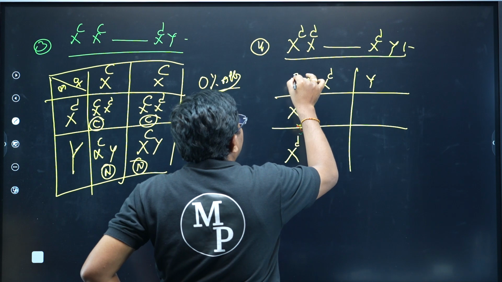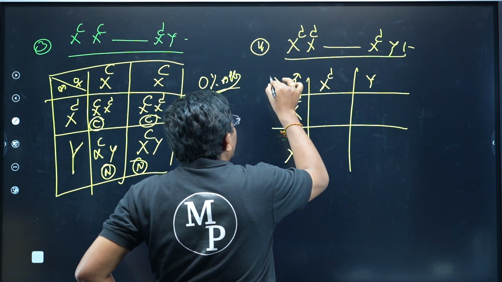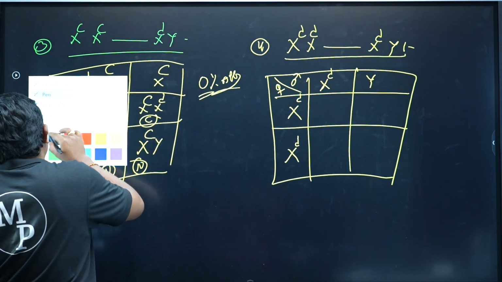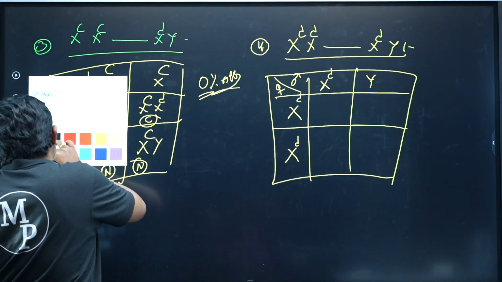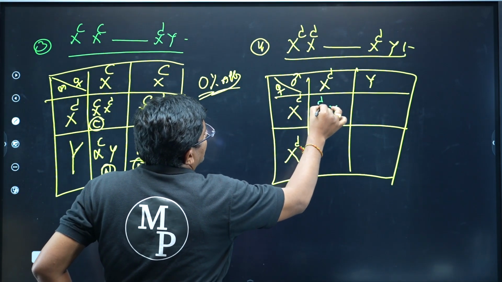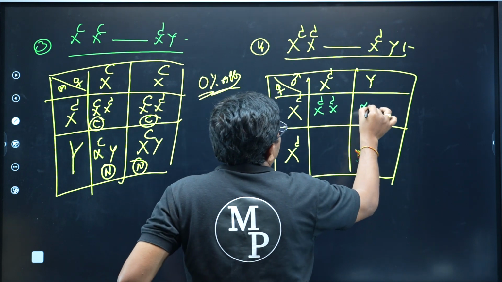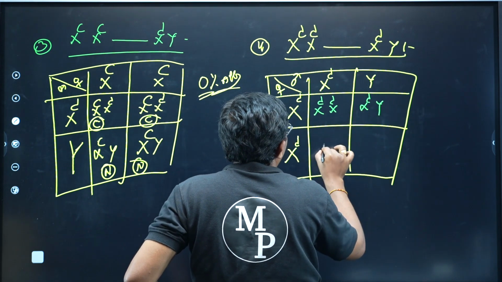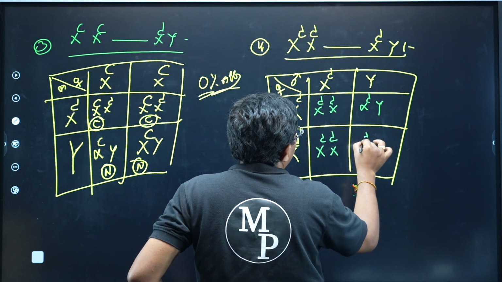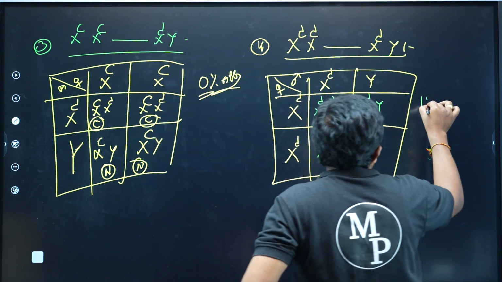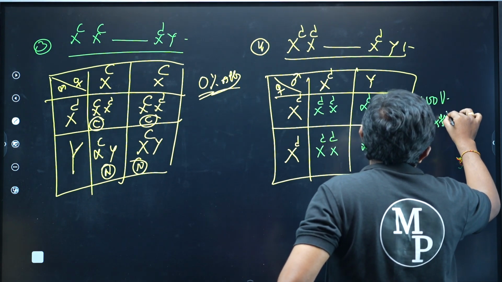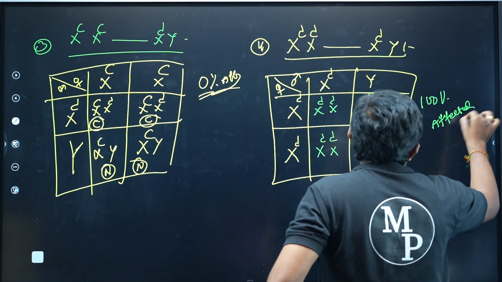So on one side male, on one side female gametes. Next, what is the answer? What is the affecting percentage? X^c X^c, X^c Y, X^c X^c, X^c Y. 100 percent of offspring are affected.